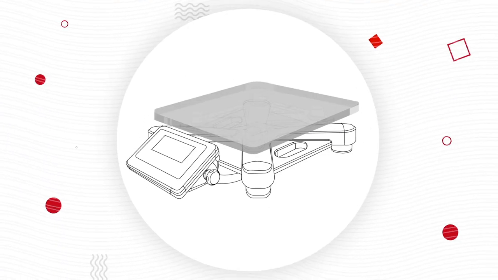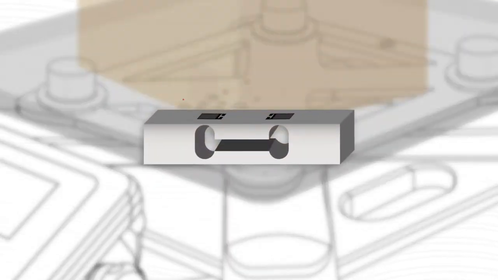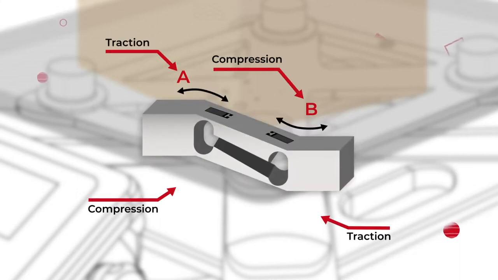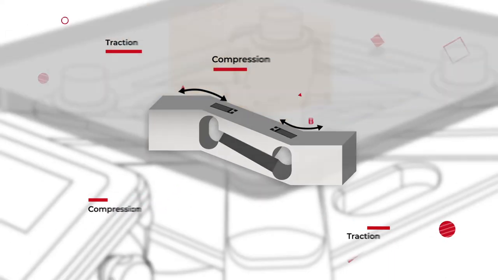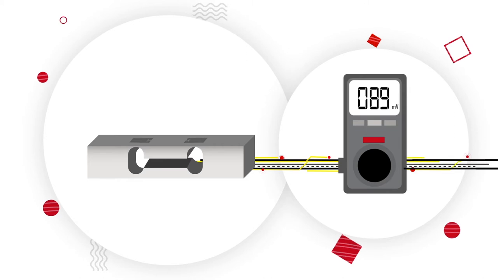In practice, when you weigh a parcel, the body of the load cell deforms under the force applied. The strain gauges measure this deformation and supply an electrical signal proportional to the stress they undergo. This signal, which is difficult to process in this form, is now going to be transformed into digital information, that is the role of the indicator.